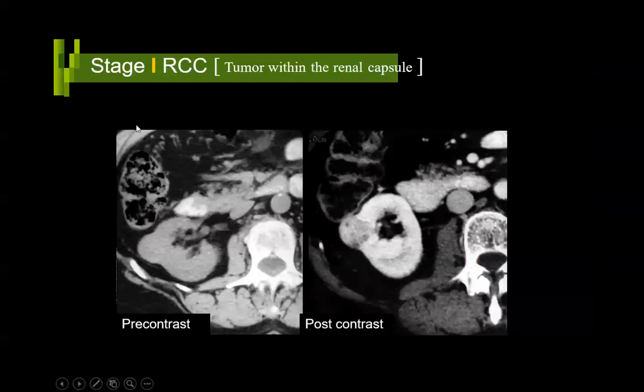So let's see now different examples. This is stage 1. This is without contrast. Once you give contrast, you see there's a heterogeneous mass which is not enhancing like the rest of the kidney. So this is a heterogeneous enhancing mass in the right kidney, and it is limited by the renal capsule. So it hasn't gone beyond the Gerota's fascia. And obviously the size is less than 3 centimeters. So this is a potential candidate for partial nephrectomy.